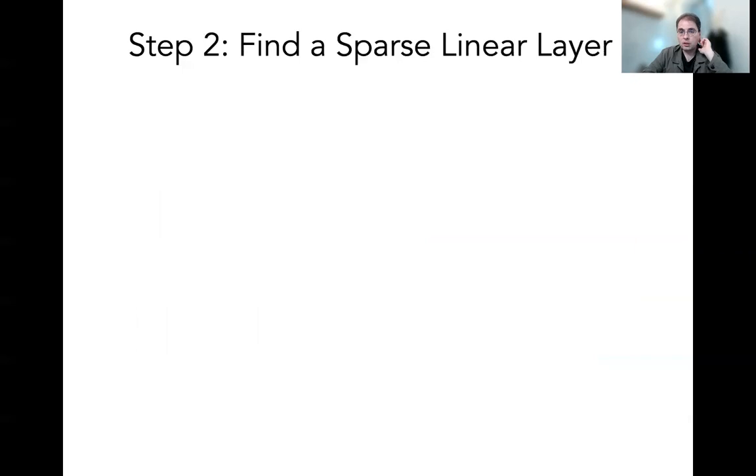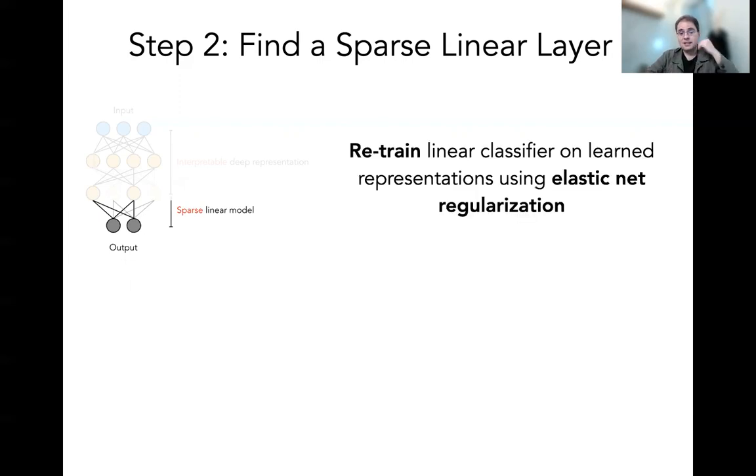But then for step two, we want to find a sparse linear layer. Of course, you might say, I just take a network and figure out some sparsification procedure. But when you do that, you realize it's really difficult to sparsify the network to any reasonable degree without degrading its performance by a lot. So what we do instead is retrain this linear classifier on the representation, and regularize the retraining to make sure the layer is actually sparse.